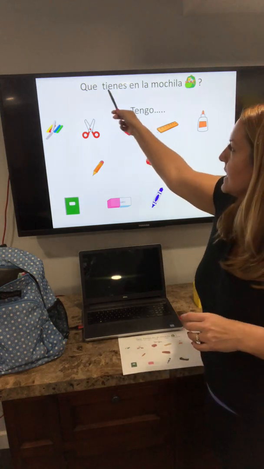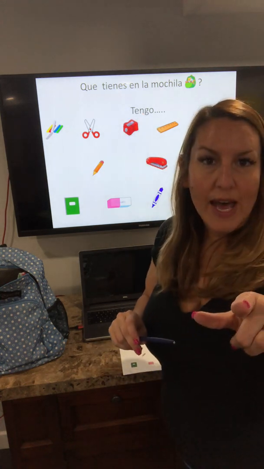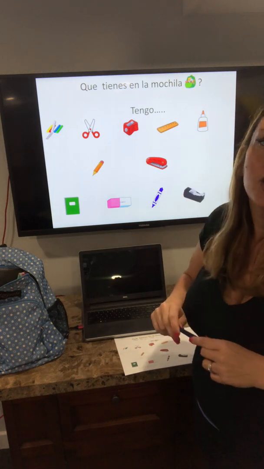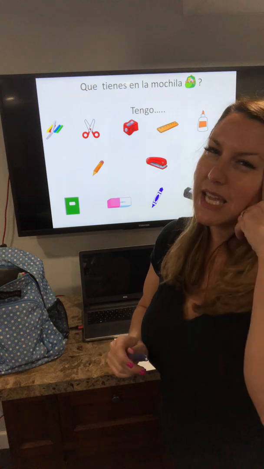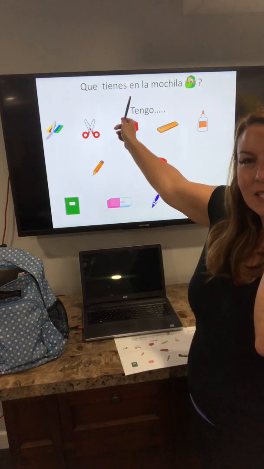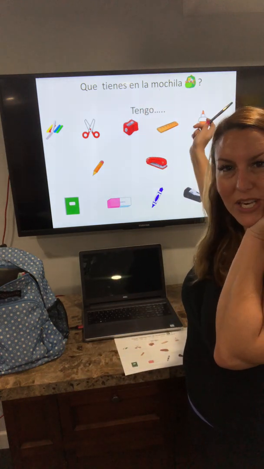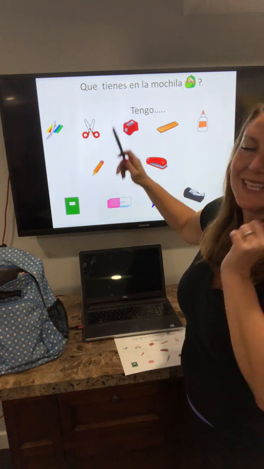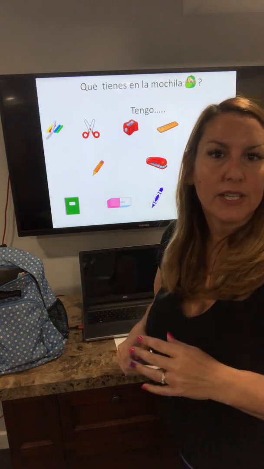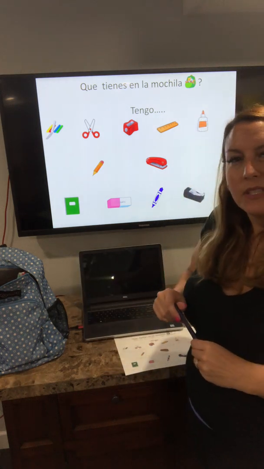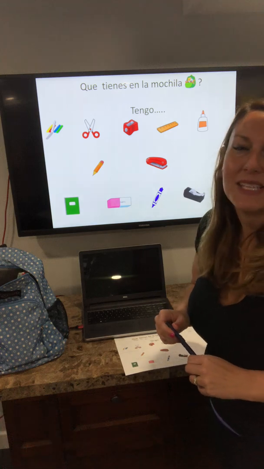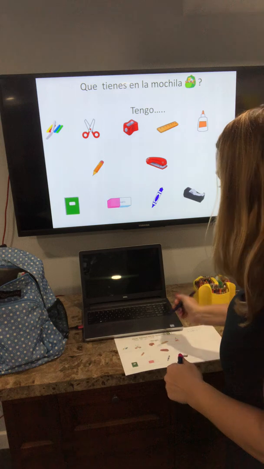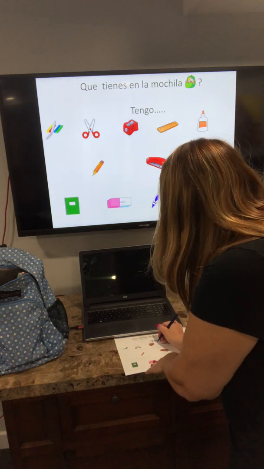Now, if ¿qué tienes means what do you have, and you answer that by saying tengo, what do you think tengo means? That's a thinking question. Tengo means I have. Yo tengo or tengo means I have. Good. So right on your paper where it says tengo, I want you to write I have underneath it.